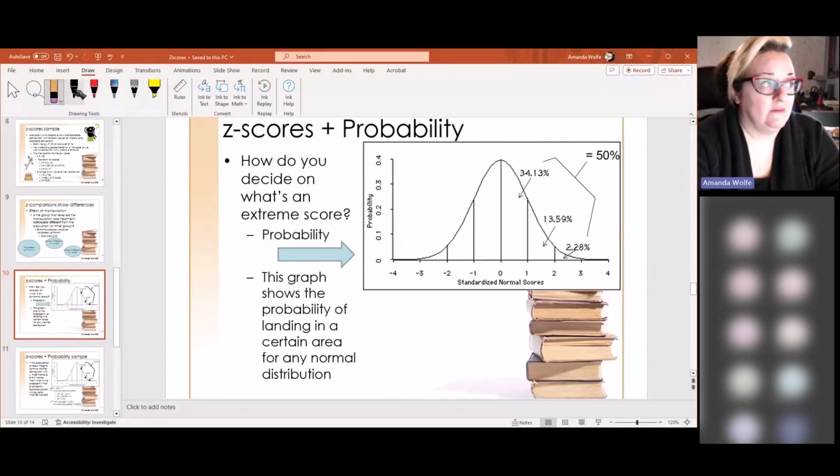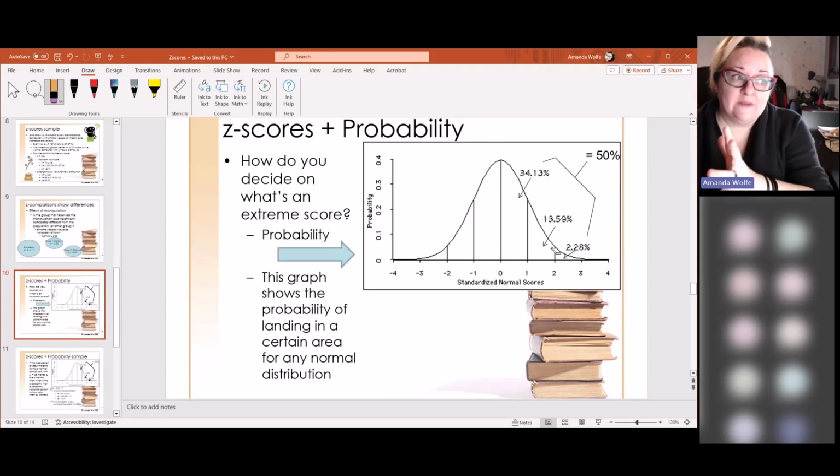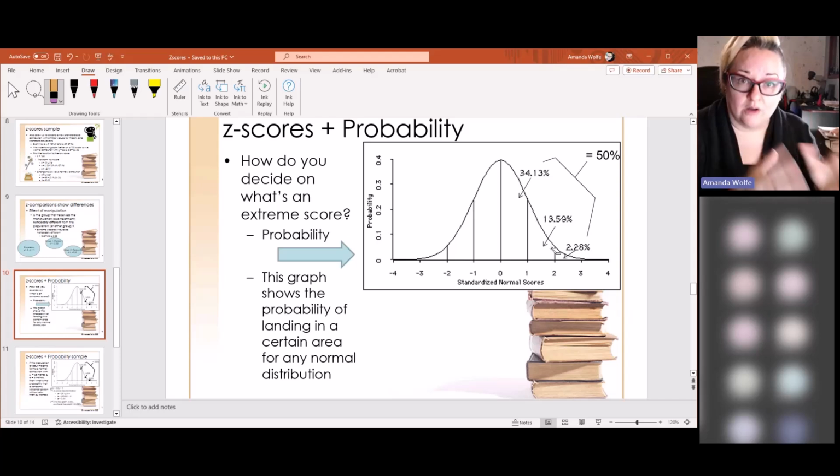I can say you have a 50% chance of winding up on the right and a 50% chance of winding up on the left. Again, because the curve is perfectly symmetrical, there's a 50% chance that you're on the positive side and a 50% chance on the other side.